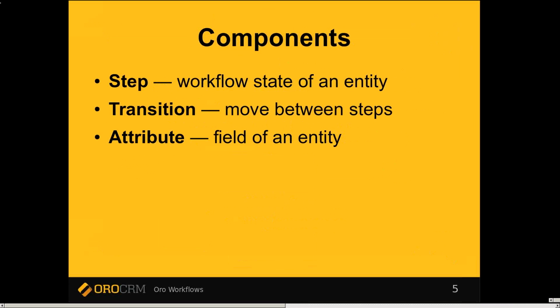Transition, as we already discussed, allows you to move from one step to another step, and a transition allows you to set or change some attributes. An attribute is just a field of an entity in the basic case, but it might also be some additional information you want to enter on a form and save in the scope of your workflow.